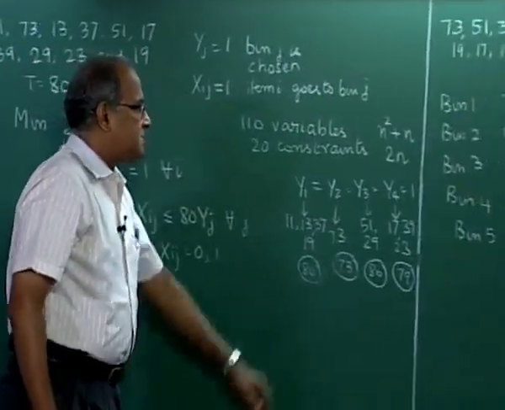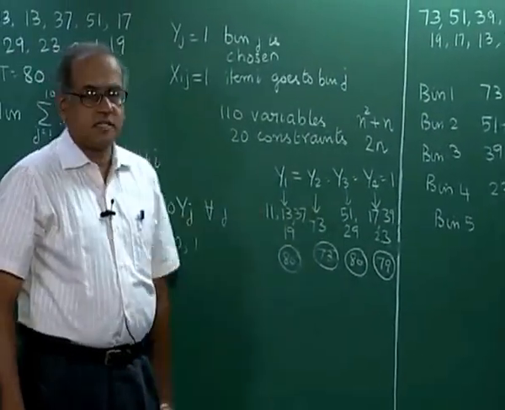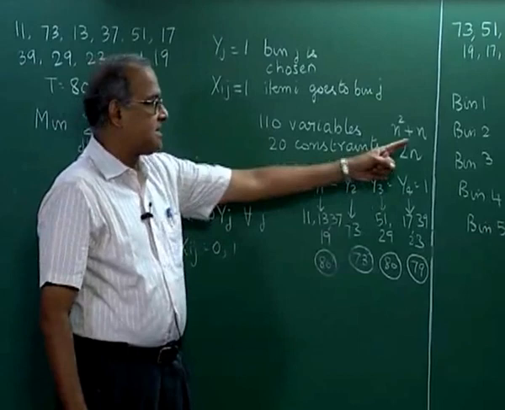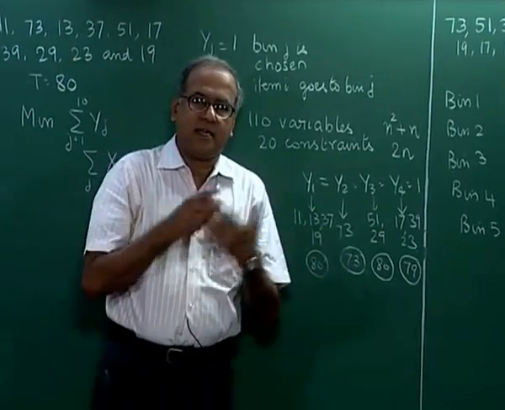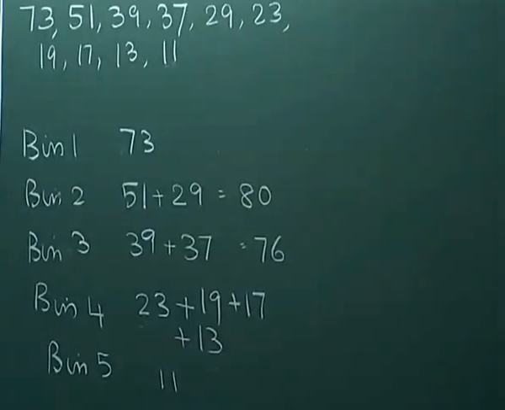So, now this method gives us 5 bins, whereas the optimum gives us 4 bins. It is a heuristic method, it does not guarantee optimum all the time.